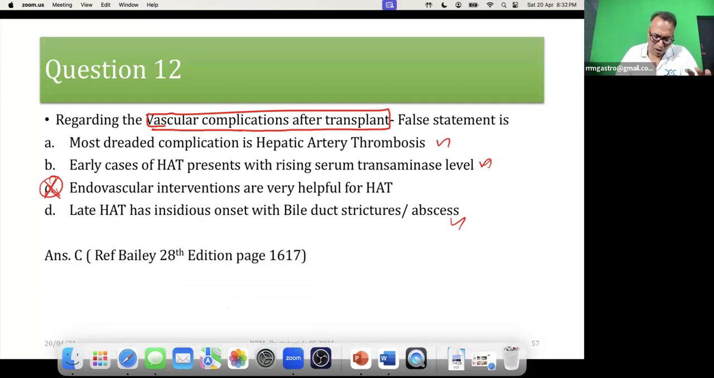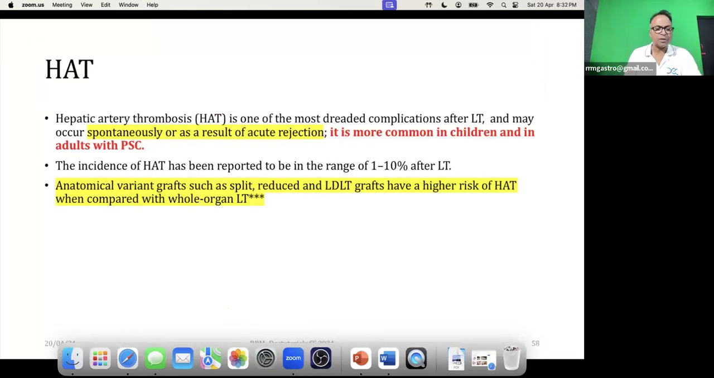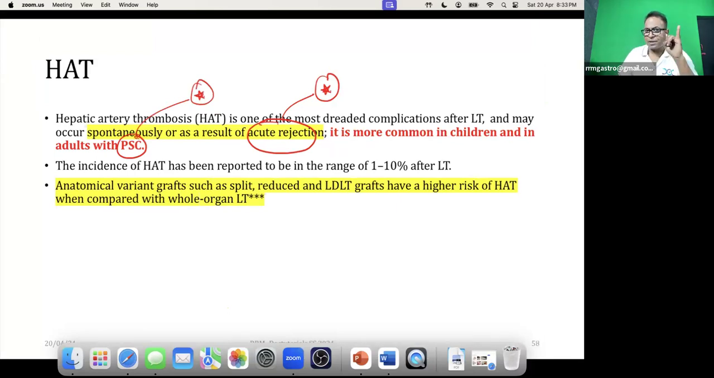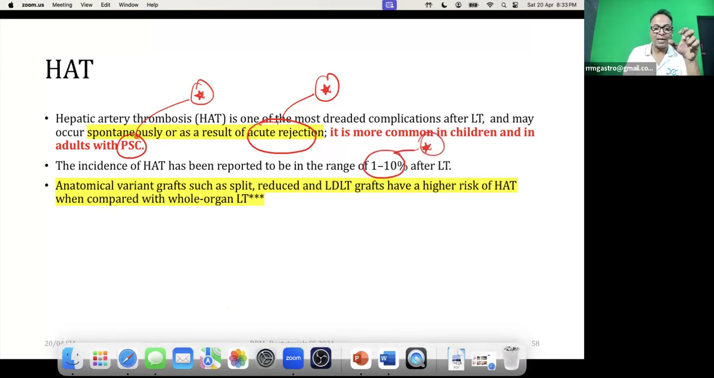Now tell me, what is the cause of hepatic artery thrombosis? Hepatic artery thrombosis is a dreaded complication, may occur spontaneously or as a part of acute rejection. Don't forget this. It is more common when you are operating on primary sclerosing cholangitis, second MCQ. Hepatic artery thrombosis happens following acute rejection. It is more common after PSC. Incidence is 1 to 10%. Anatomical variant grafts such as, who will develop this more commonly?